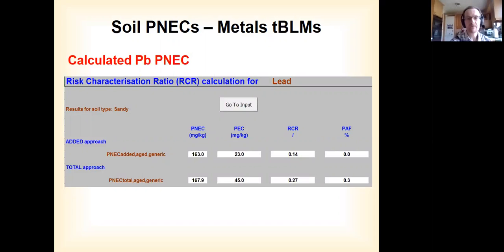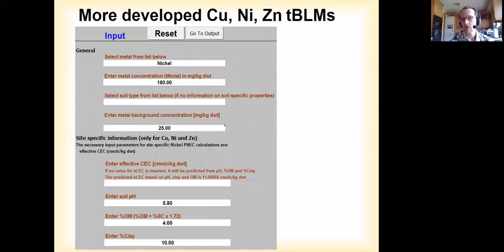So as you can see, for the situation in a sandy soil that I put in, it's come up with a risk ratio much less than 1. So for this soil, there wouldn't be a problem. And note that it gives you the PNEC on total metal and also the added approach. You can do it for the other metals as well.